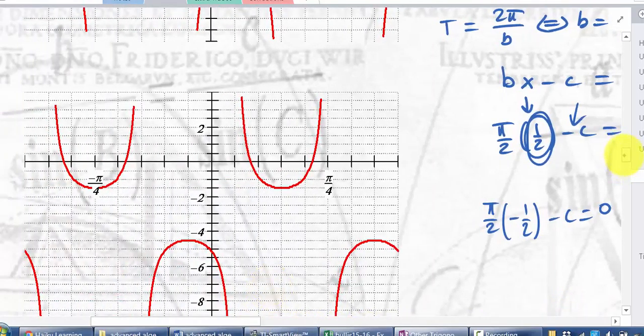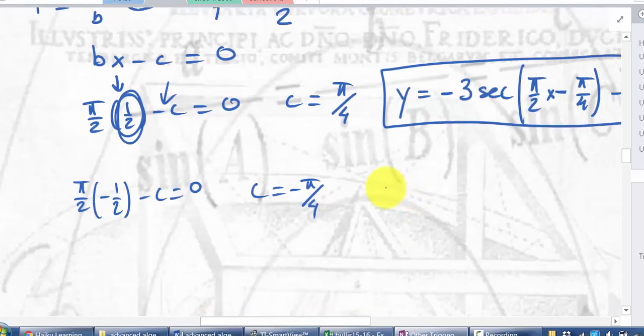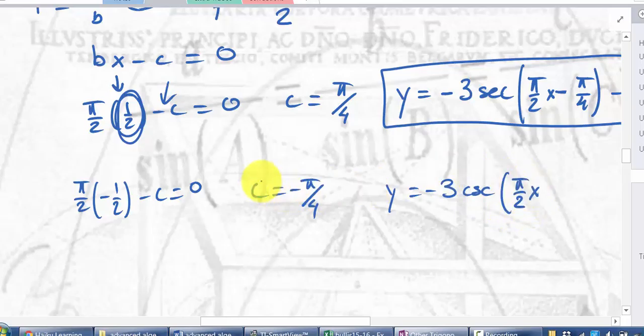And there, what's the name of it? It's a negative cosecant. So now we have y equals negative 3 cosecant of pi over 2 x, so minus c, and c is negative, so plus pi over 4, minus 3. You see? Very simple, guys. Okay, let's do a tan graph and let's call it a day.